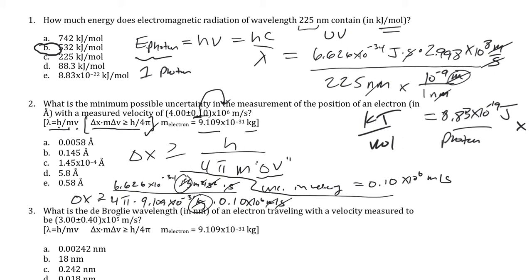That gives me 5.8 times 10 to the minus 10, which is 5.8 angstrom. So 10 to the minus 10 meters is 1 angstrom. 1 angstrom is really small. So this is 5.8 angstroms.